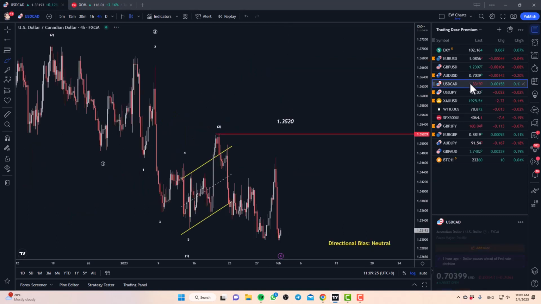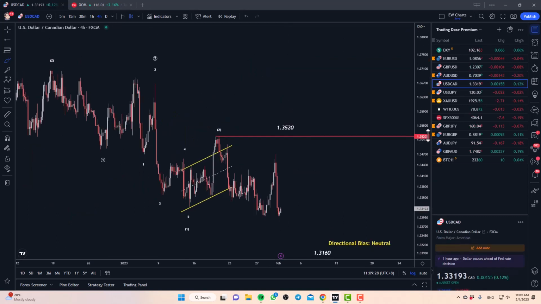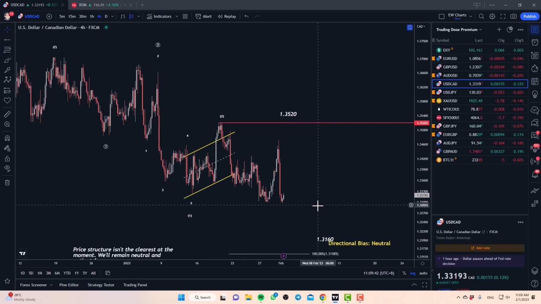Okay, dollar Canadian over here will be maintaining a neutral bias. The market kind of gave us a V-shaped formation. So right now we just maintain a neutral perspective, wait and give more time to the market and see what the next structure development is going to be. Okay, so this one here, nothing much, we just leave it aside for now.